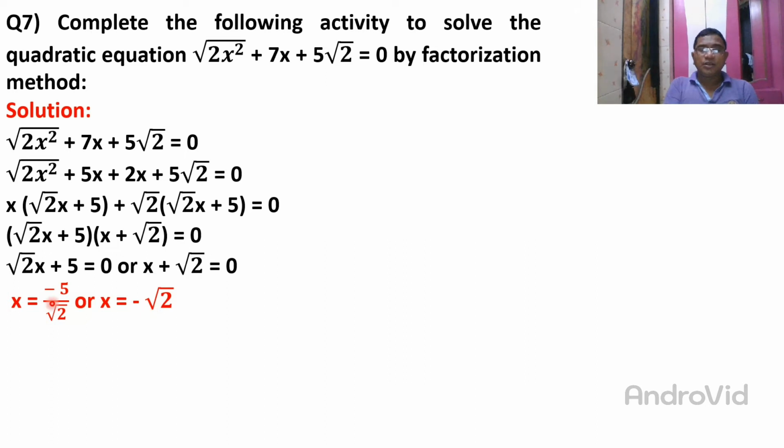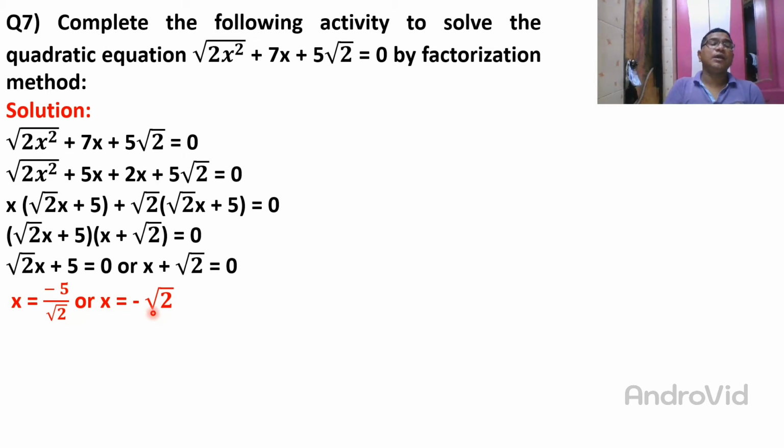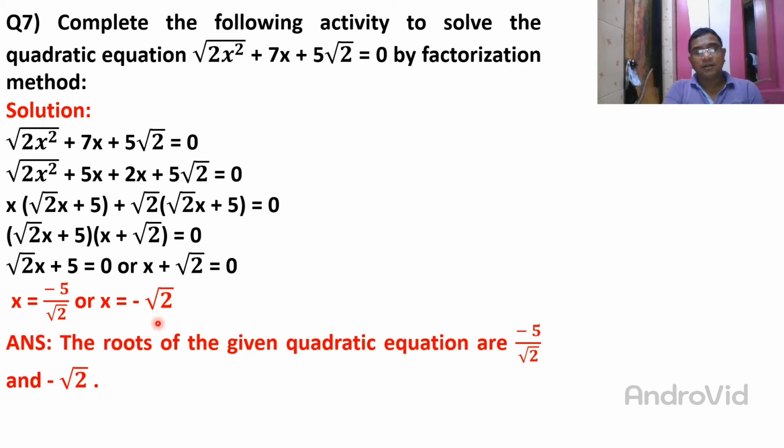Is that clear? See, root 2x plus 5 is equal to 0 gives x equal to minus 5 upon root 2, that is the answer. x plus root 2 is equal to 0 gives x equal to minus root 2. So x is equal to minus 5 upon root 2 or x is equal to minus root 2. So the roots are minus 5 upon root 2 and minus root 2.